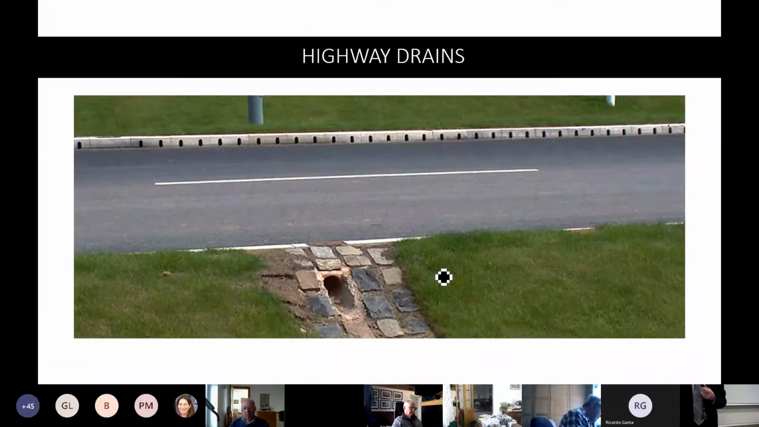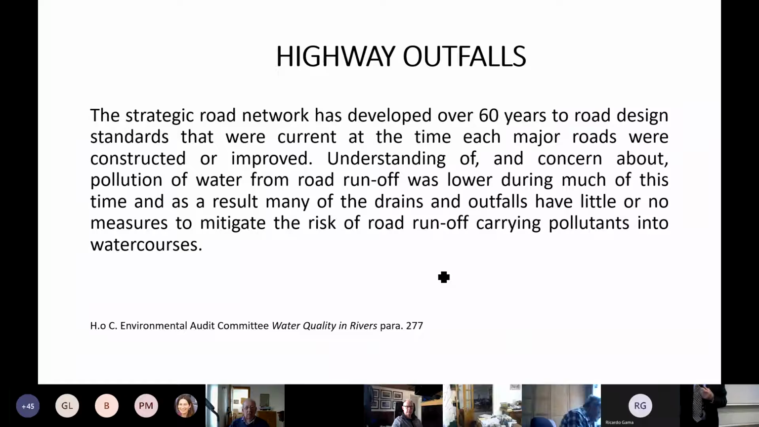Now let's look at highway drains. Another point source discharge, but not very well regulated. You can see the problem there, as the Environmental Audit Committee found. Understanding and concern about pollution from road runoff was lower during much of the time. Many of the drains and outfalls have little or no measures to mitigate the risk of road runoff carrying pollutants into watercourses.